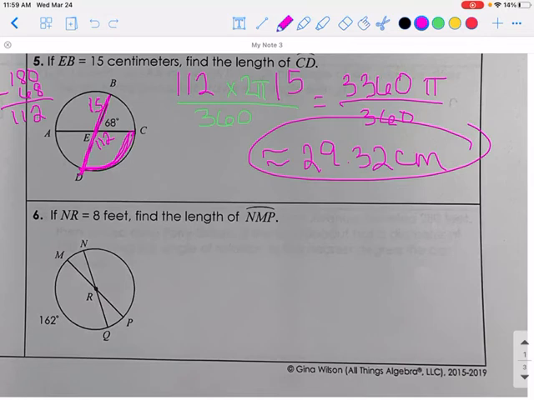Okay, last question. If NR is 8 feet, find the length of NMP. So remember, if it's 3 letters, it's going to be the big arc. N to M to P.